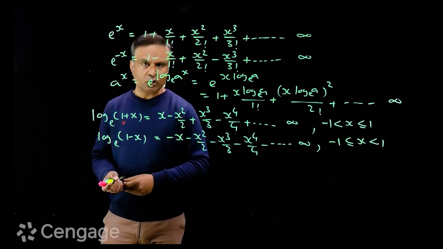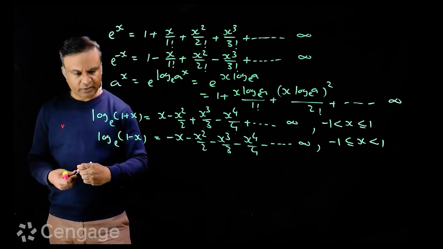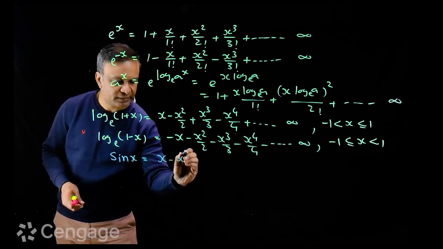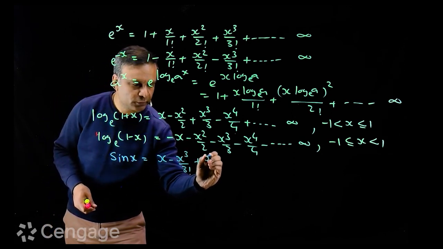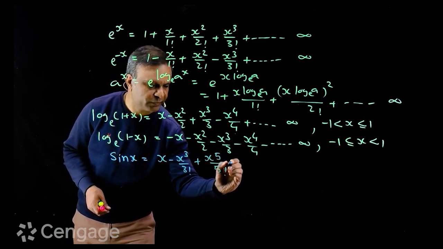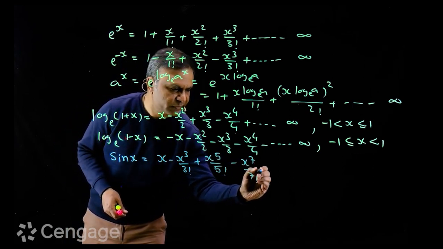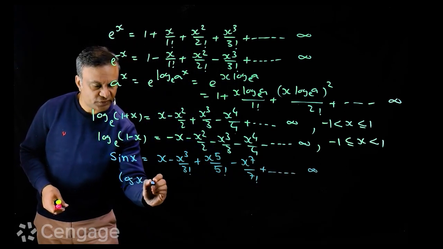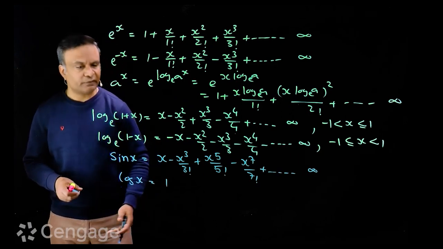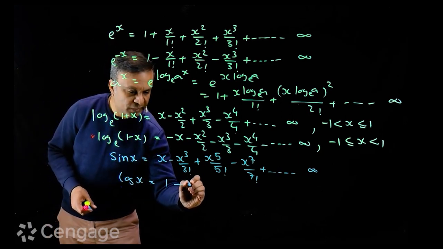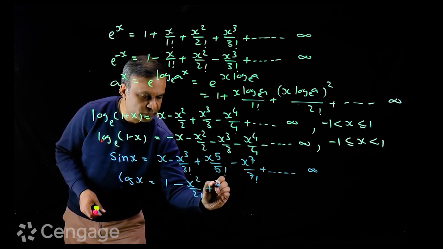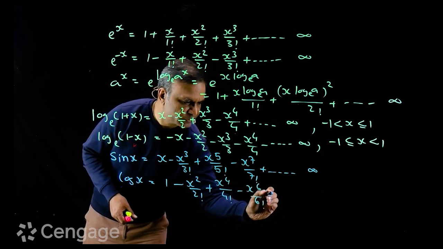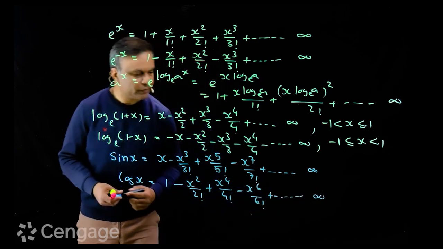Then we have expansion of some trigonometric functions. We have expansion of sin x. It is x minus x cube upon 3 factorial plus x power 5 upon 5 factorial minus x power 7 upon 7 factorial and so on up to infinite terms. Then we have expansion of cos x, in which we have even powers of x. So we start with 1 minus x square upon 2 factorial plus x power 4 upon 4 factorial minus x power 6 upon 6 factorial and so on up to infinite terms.